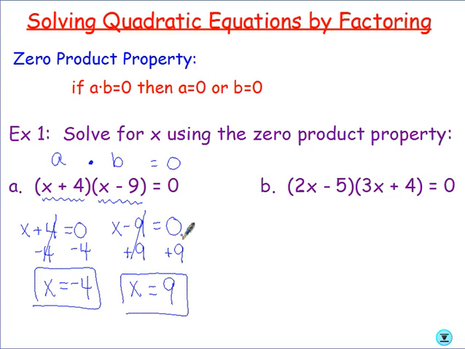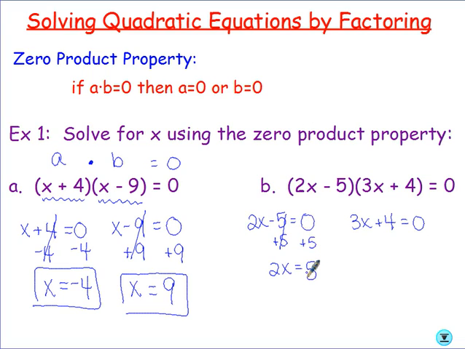The only difference in the next example is it just has some extra numbers. We're going to follow the same pattern. We're going to take our A, which is 2x minus 5, set that equal to 0. And we're going to take our B, which is 3x plus 4, and set that equal to 0. How do I solve for x here? Well, the first thing I do is I got to move this 5 by adding. And that leaves me with 2x equals 0 plus 5 is 5.